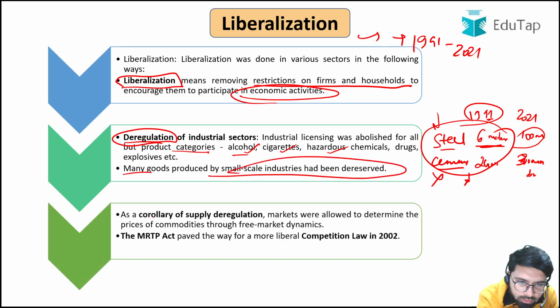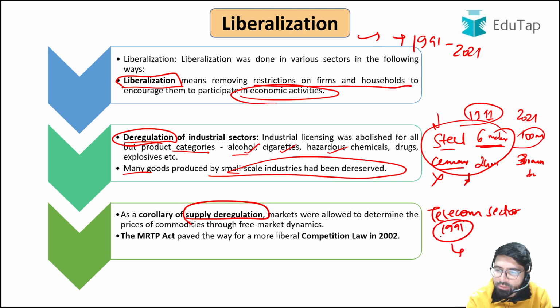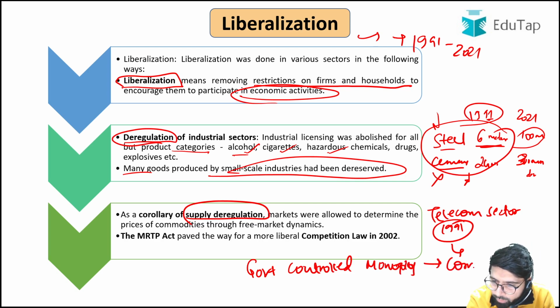Let us look at this example. As a corollary of supply deregulation, what exactly does this mean? Let us go back to the example of the telecom sector. The telecom sector in 1991 was completely reserved. That is, it was a government controlled monopoly. From that we have come to a competitive system.